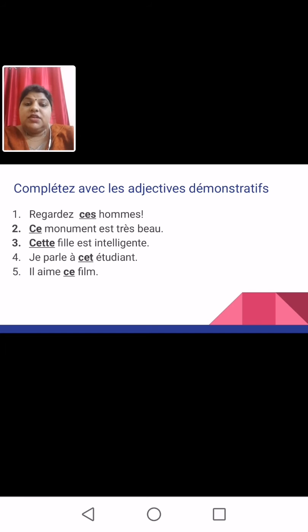Second one, ce monument est très beau. Monument is a masculine noun. It is starting with a consonant. So, you are using ce. Ce monument est très beau. This monument is very beautiful. Cette fille est intelligente. Fille is a feminine noun and you are using cette. Cette fille est intelligente means this or that girl is intelligent.